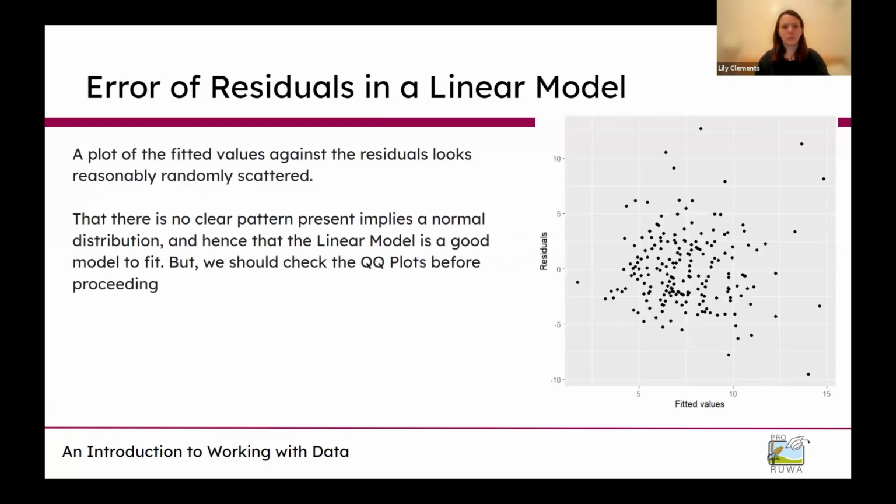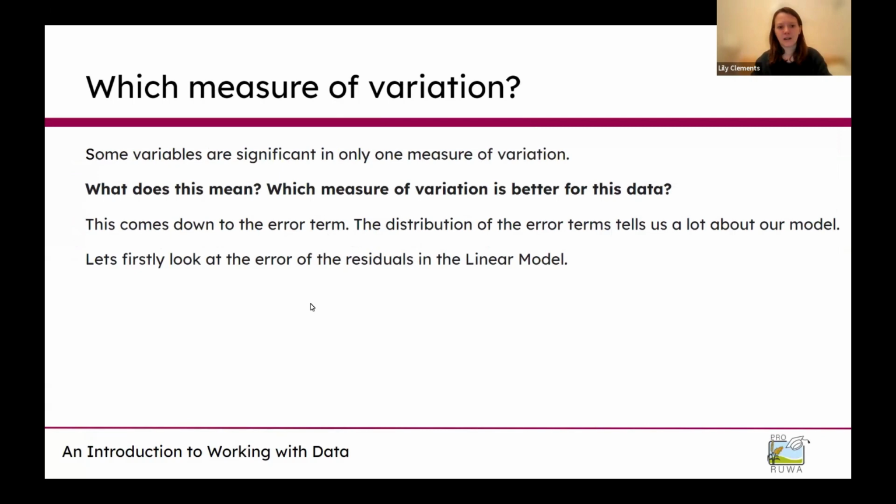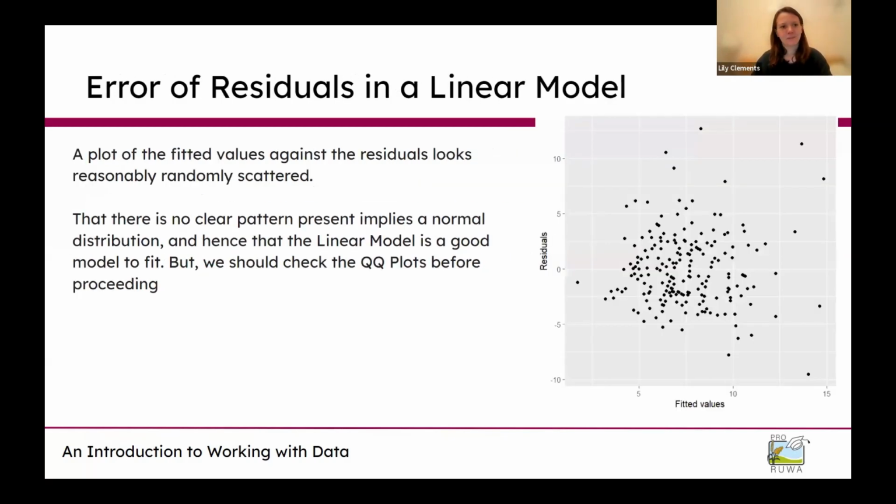So we'll look at the error of the residuals in the linear model to see how the linear model performs. In our linear model, we've got here a plot of the fitted values against the residuals. And this looks reasonably randomly scattered. I mean, arguably, is there a small decline happening there? Is there a slight pattern there? Maybe, maybe not. There's no clear pattern present.